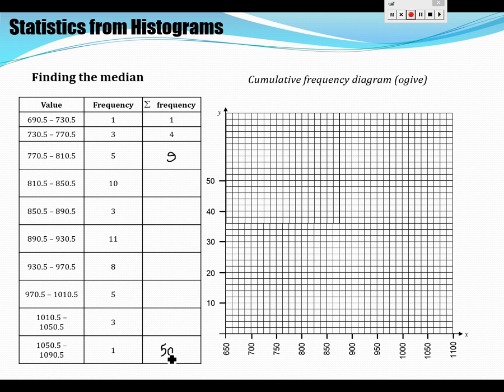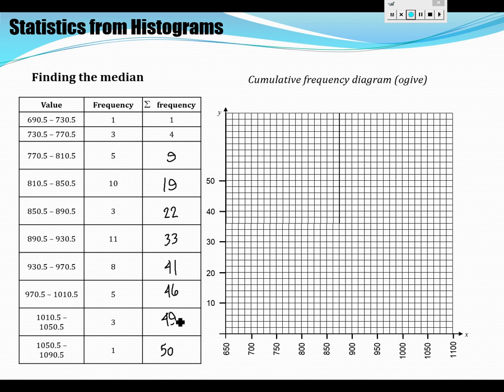All right, how'd you do here? 19. Did it add up to 50 in the end? Did it work? It's working. Yay. Okay, good. So those are the cumulative frequencies. And now, are you ready?